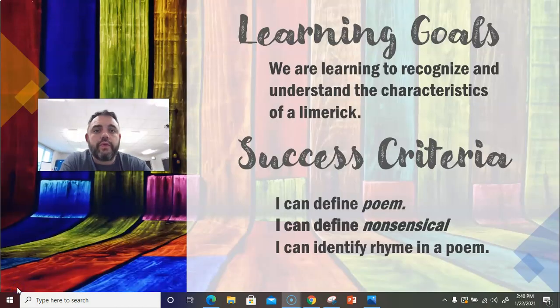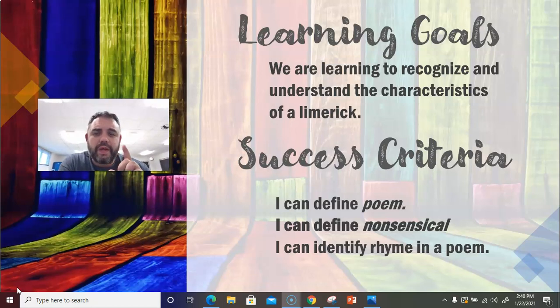Our learning goal for today is very similar to what they've been for the past 2 days. We are learning to recognize and understand characteristics of a limerick. Along the way, you can check your success by being able to say some I can statements. They're on your screen. I can define poem, which is something we've been doing all week. I can define the new word nonsensical, and I can identify rhyme in a poem. Hit those along the way. I think you'll have reached your goal with not too much of a problem at all.